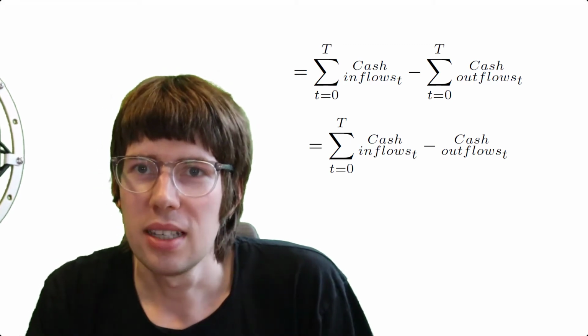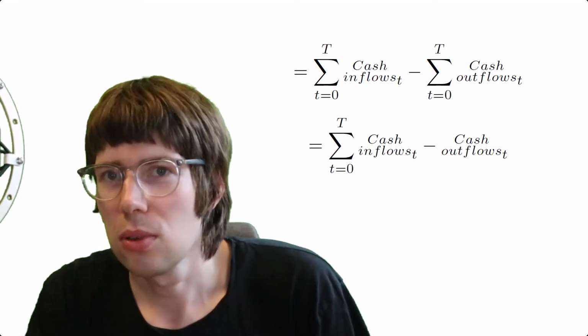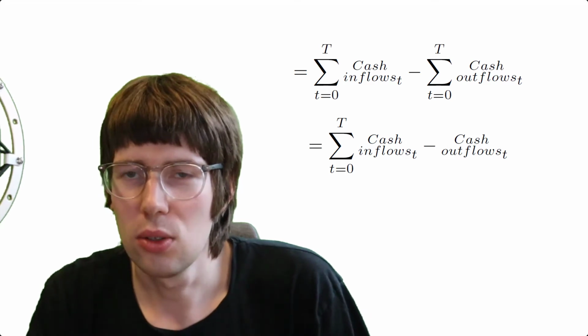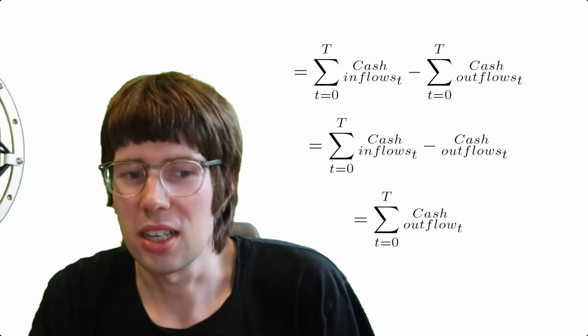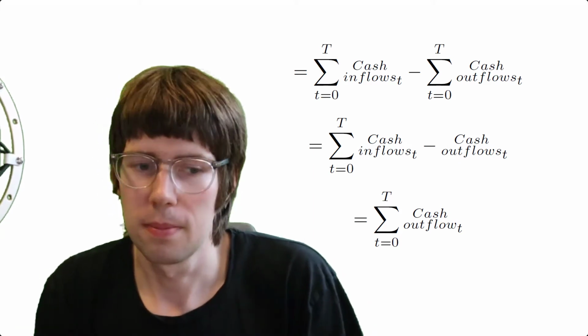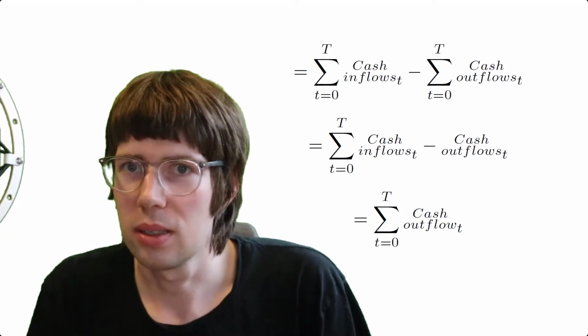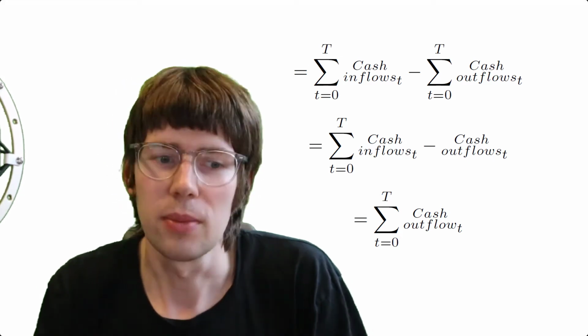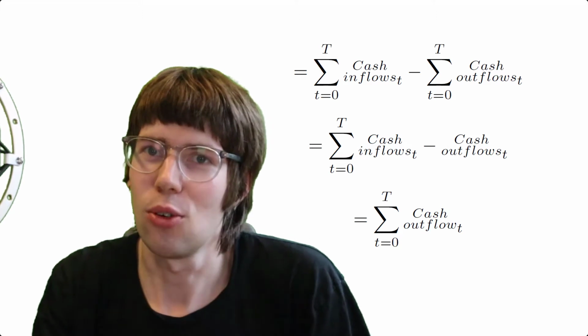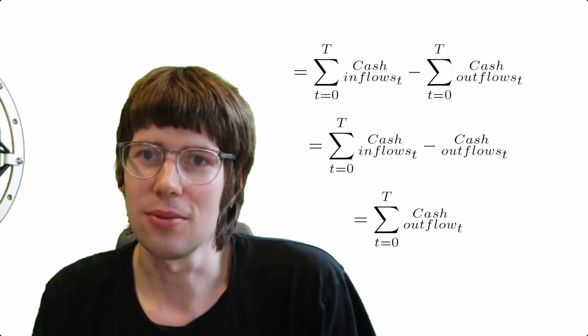And also having this inflows minus outflows is a bit tedious. So what you can do is just substitute cash inflows minus cash outflows with cash flow. So a cash flow is equal just to the difference between inflow and outflow. So this right here is almost going to be the net present value equation. There is, however, just one more thing we need to change before we finally have the net present value equation.